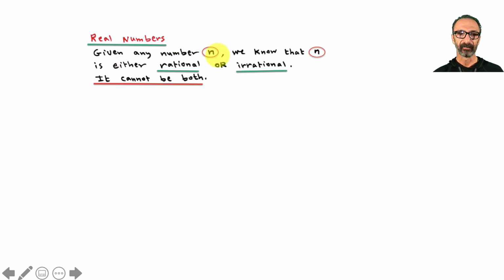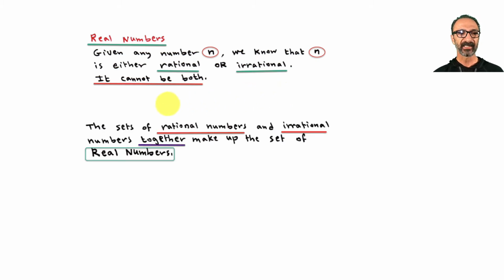Given any number n, we know that n is either rational or irrational. It cannot be both. You want to keep that in mind. Okay? It's either rational or irrational. It's either terminating or repeating, that's one side, or none. It's not terminating and it's not repeating. The sets of rational numbers and irrational numbers combined together make the set of our system, which is called real numbers.